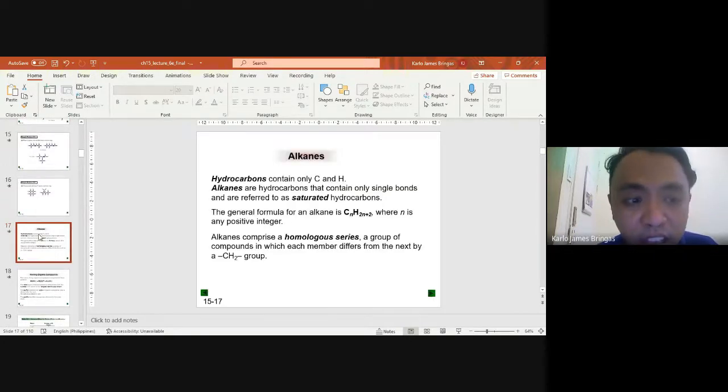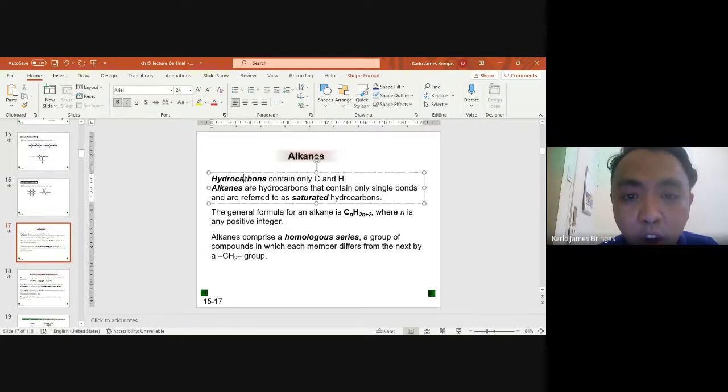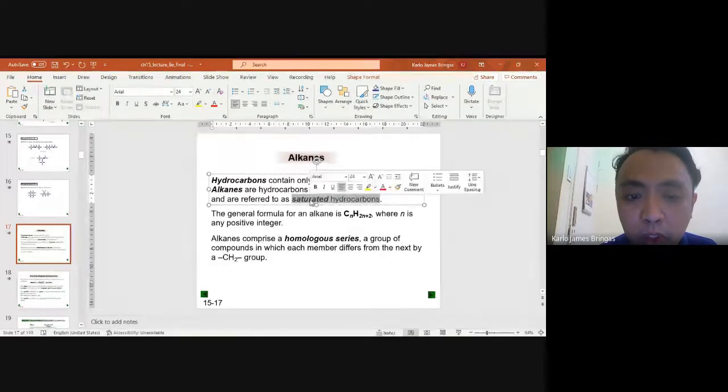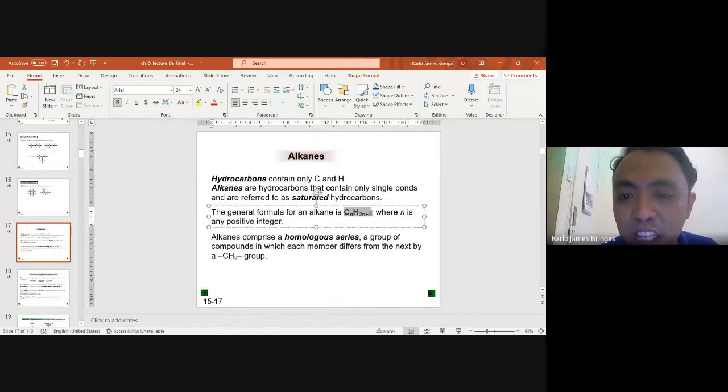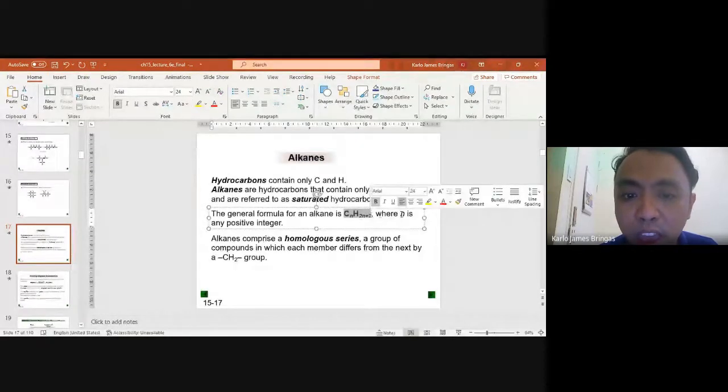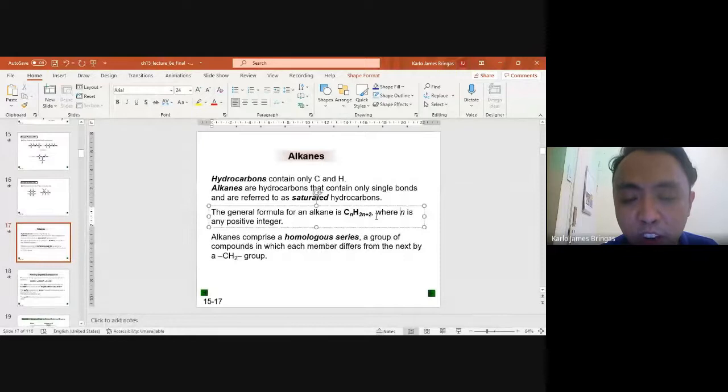So you have your alkanes. Again, alkanes are hydrocarbons, meaning they only have carbon and hydrogen. Alkanes are hydrocarbons that have only single bonds, and they are what you call saturated hydrocarbons. The general formula for an alkane is CnH2n+2, where n is any positive integer.